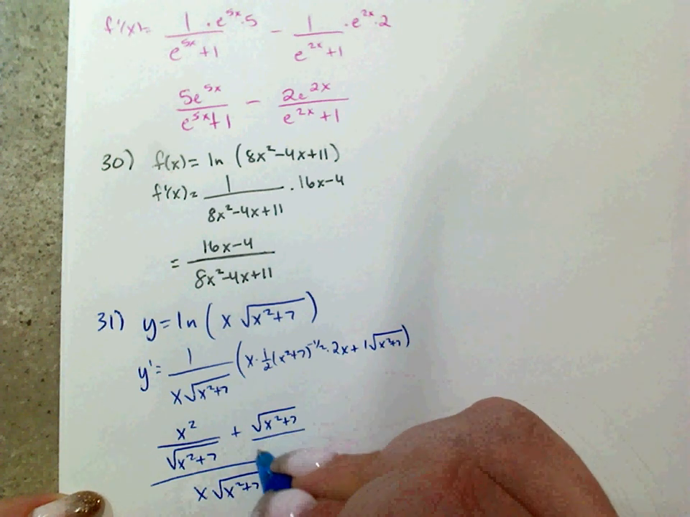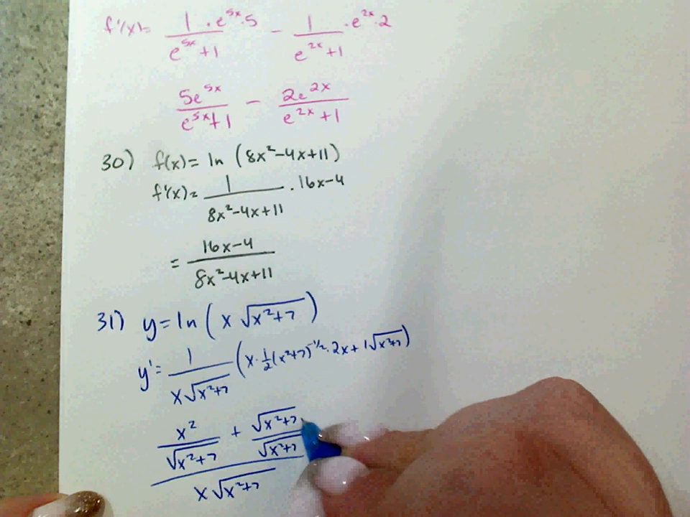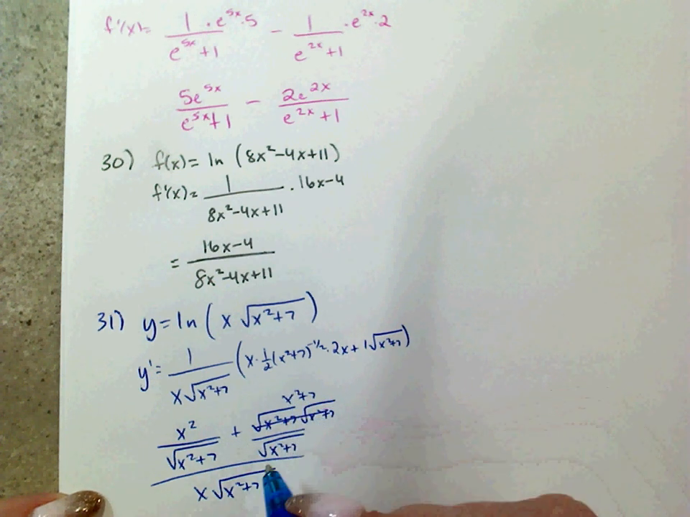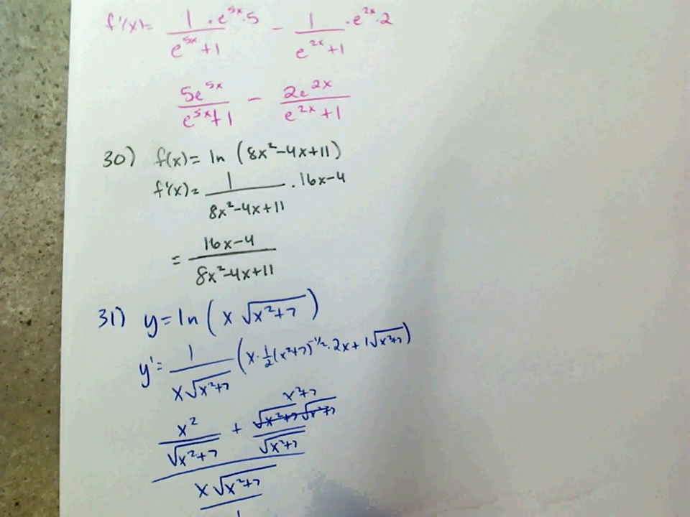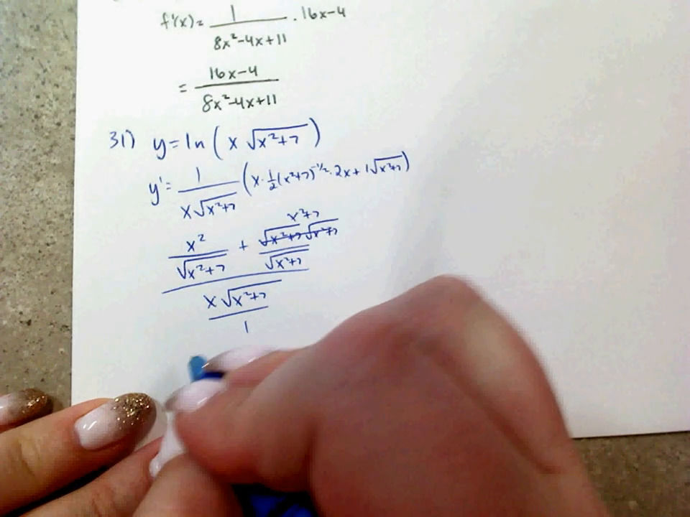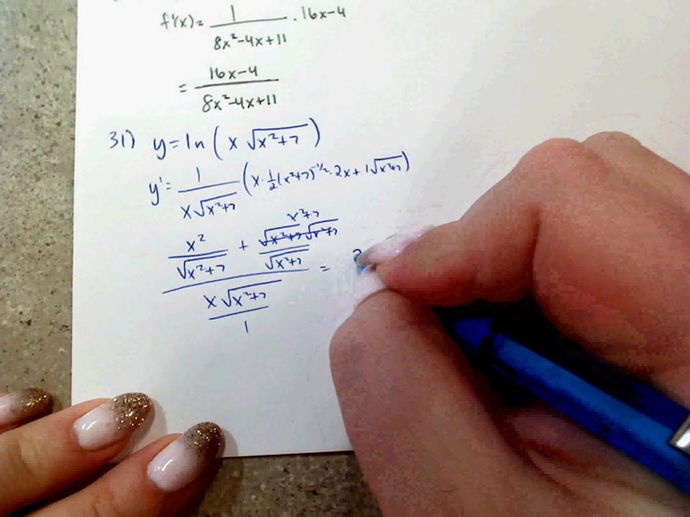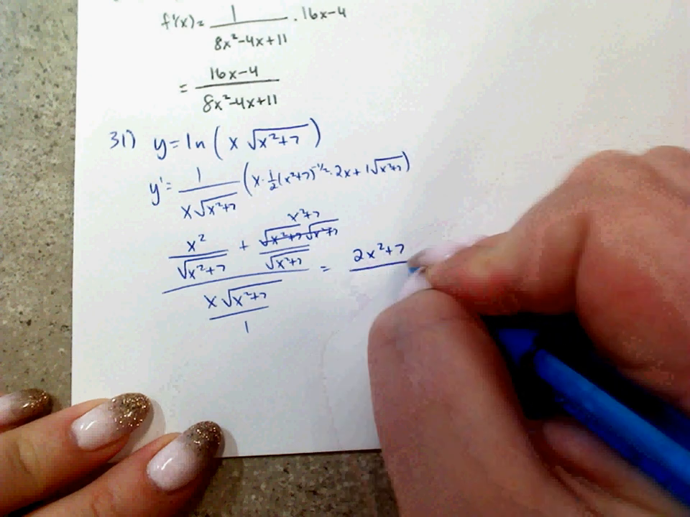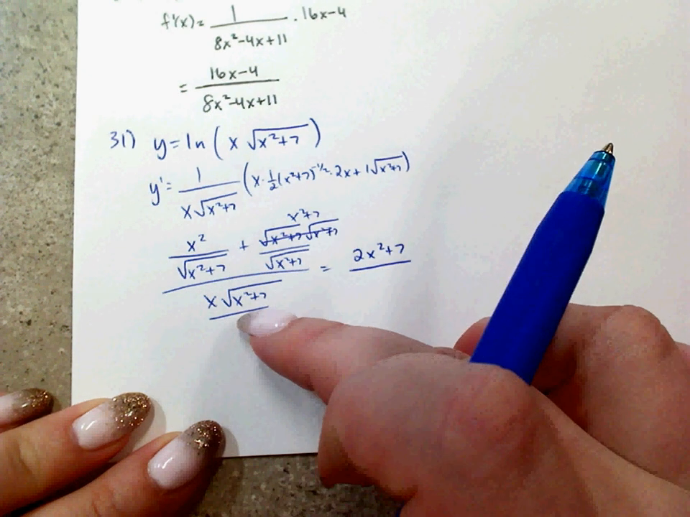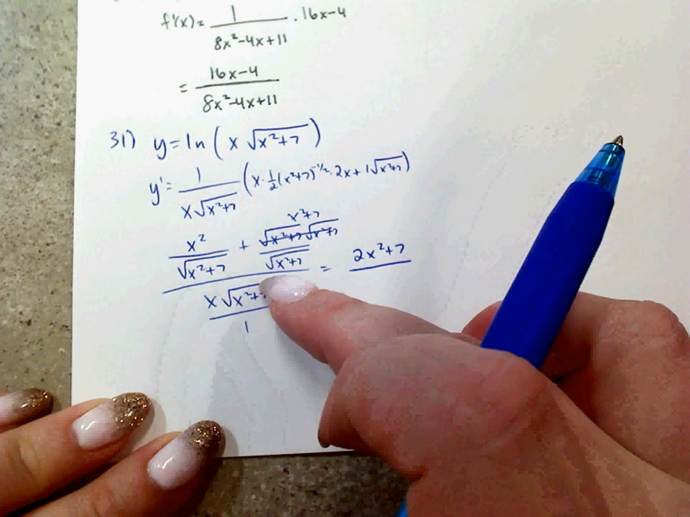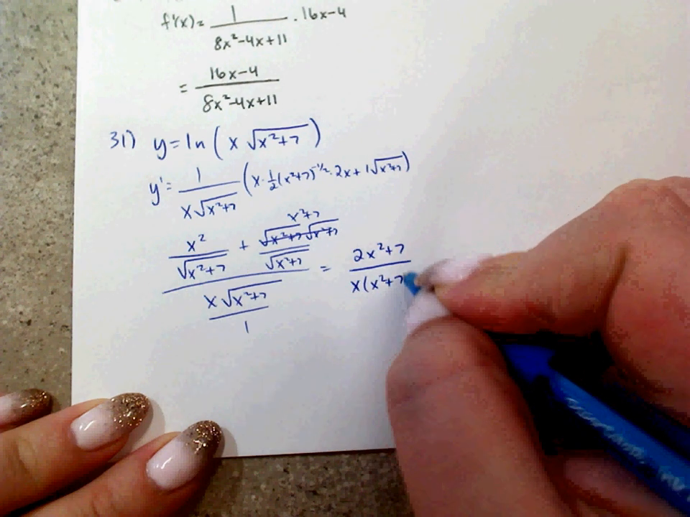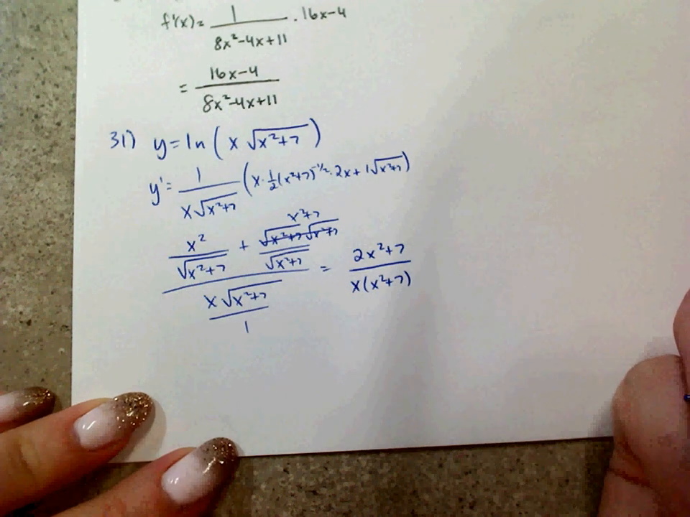The common denominator would be this, which would be just x squared plus 7. And then once you have a common denominator, this is over 1, you flip and multiply, and then your final answer would be 2x squared plus 7 over, when you flip and multiply, x times x squared plus 7 times the square root of that times the square root of x squared plus 7, the common denominator, that would just be x times x squared plus 7, or x cubed plus 7x.